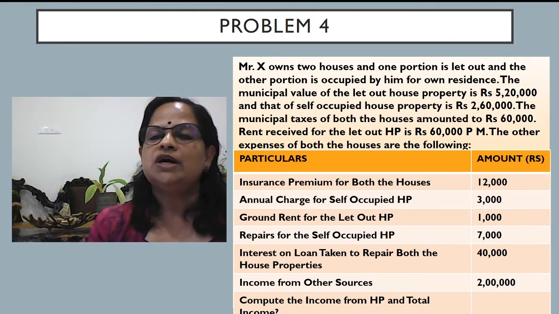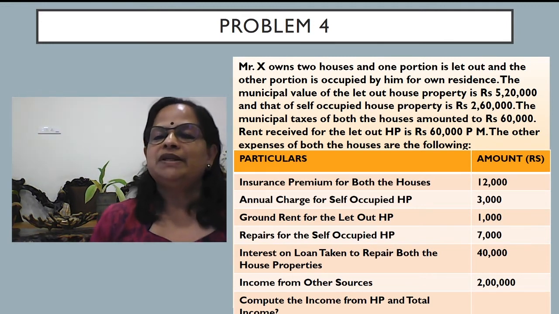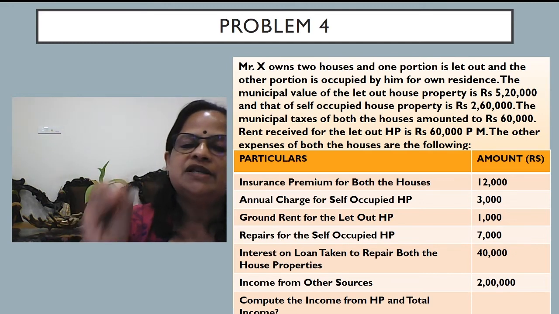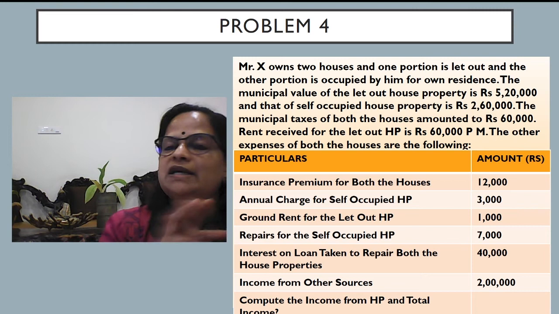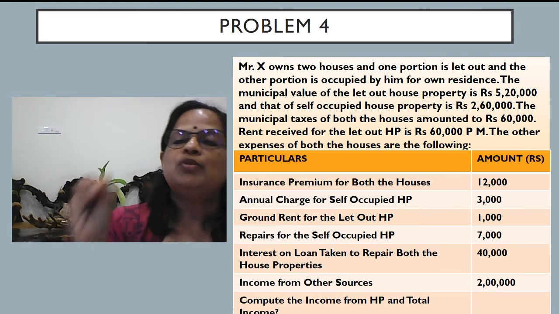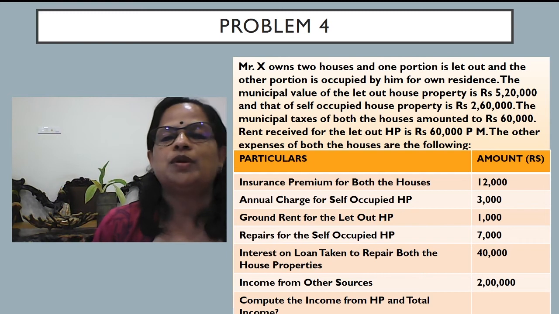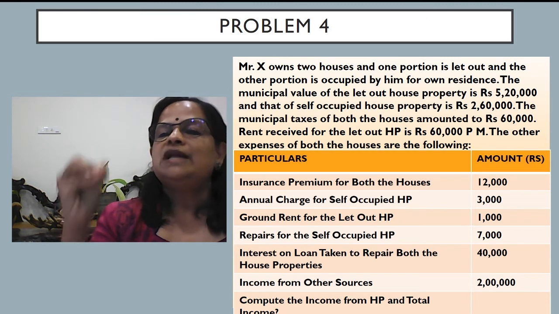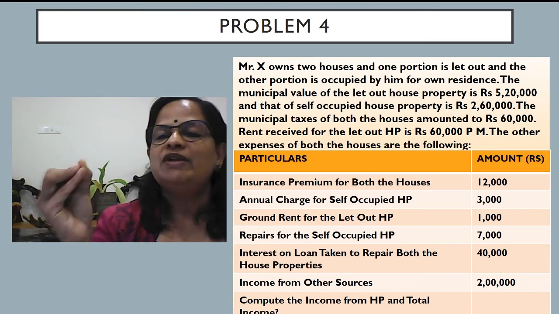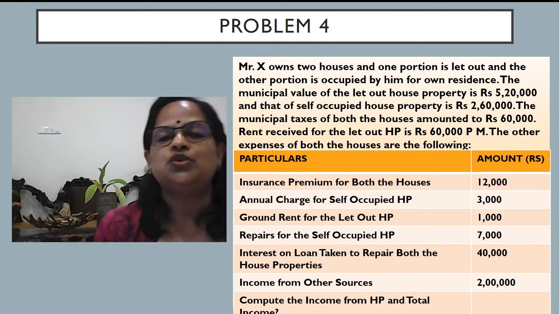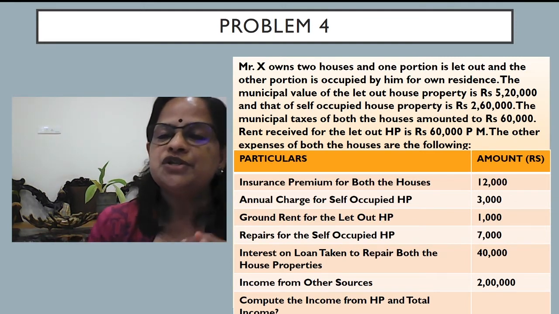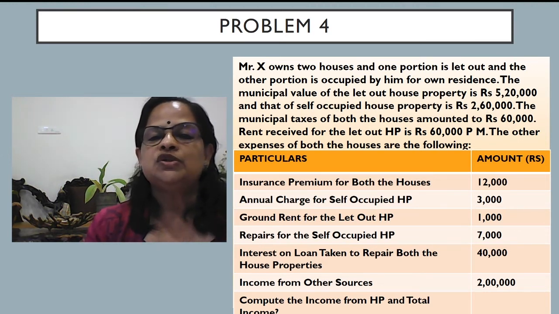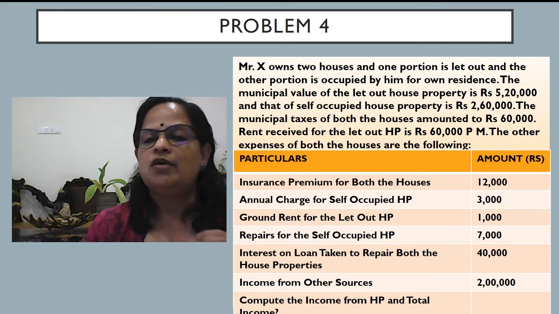Other expenses of both the houses are the following. Here you have to remember that municipal taxes, both the houses together it's 60,000. So similarly you can see that interest on loan taken for both the houses separately it is not given. So we are going to apportion on the basis of municipal value of the house property. See, self-occupied house property is 2,60,000. Let out house property is 5,20,000. So we will divide these two values in the ratio 1:2. That is municipal taxes and interest on loan taken for construction of the house property, because individual values are not given. So insurance premium for both the houses not allowed, 12,000.